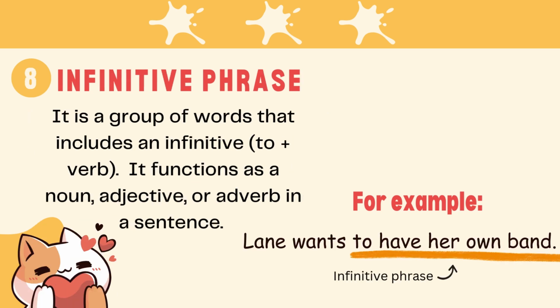Infinitive phrase. It is a group of words that includes an infinitive, which is to plus a verb. It functions as a noun, adjective, or adverb in a sentence. For example, Lane wants to have her own band. To have her own band is the infinitive phrase, since it includes an infinitive.